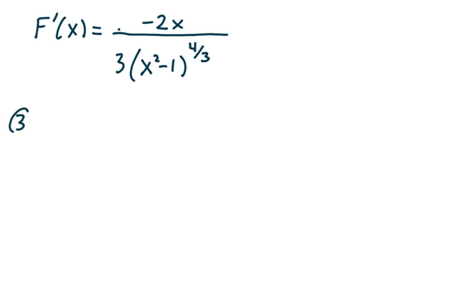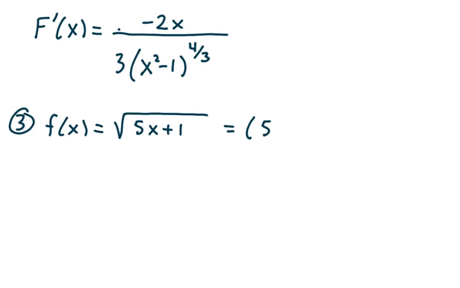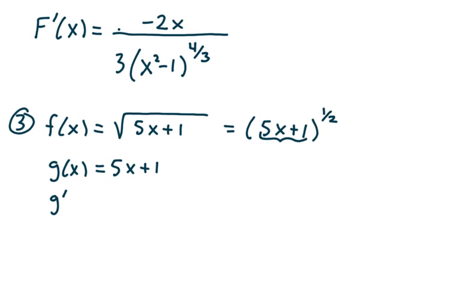Let's take a look at example 3. Suppose f of x is equal to the square root of 5x plus 1, which can be written as (5x plus 1) to the 1/2 power. Now, my g of x is 5x plus 1. That's the inside function here. If I take the derivative, I get g prime of x is equal to 5. Now I can put everything together.